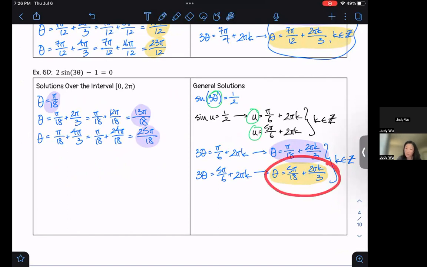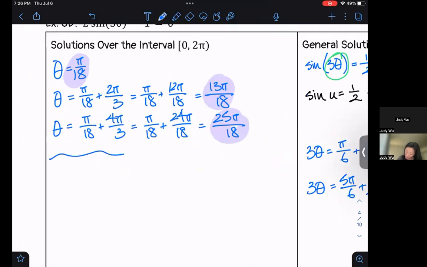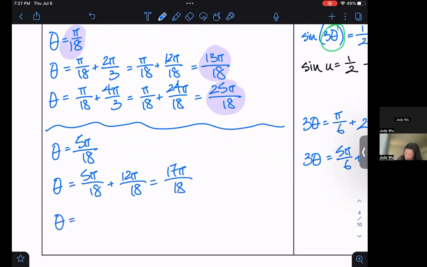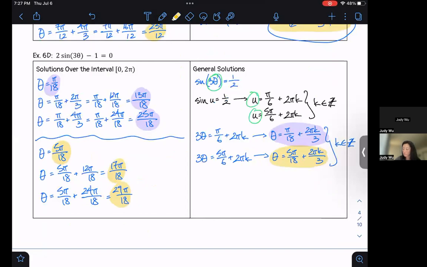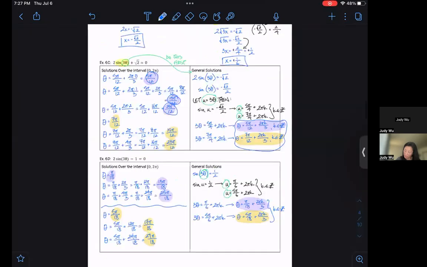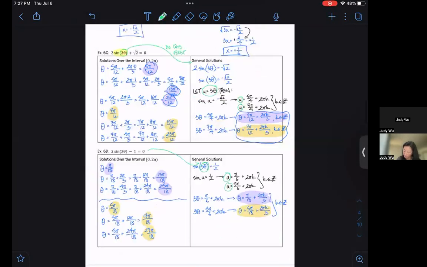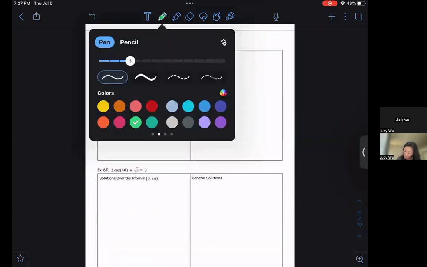Now we got to do the same thing over here with the yellow ones. So theta equals 5 pi over 18 is going to be one of them. And then theta equals 5 pi over 18 plus 12 pi over 18, which is 17 pi over 18. And then last but not least, 5 pi over 18 plus 24 pi over 18 is 29 pi over 18. And those three come from that yellow one, okay? So these are some examples of that more complicated case where we have to actually start with our general solution, all right?